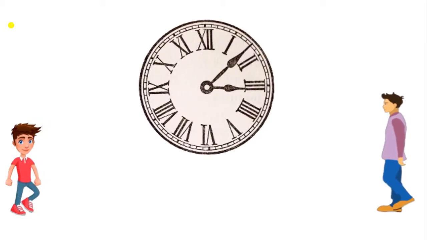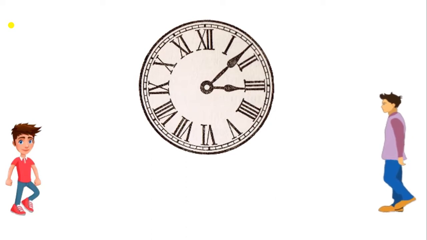Rahul, see, this is a clock like we saw before. In it there are Roman numerals. Yes, sir. But sir, how can we recognize the time? We have to know all the symbols used in the clock. Yes, Rahul, you are right.